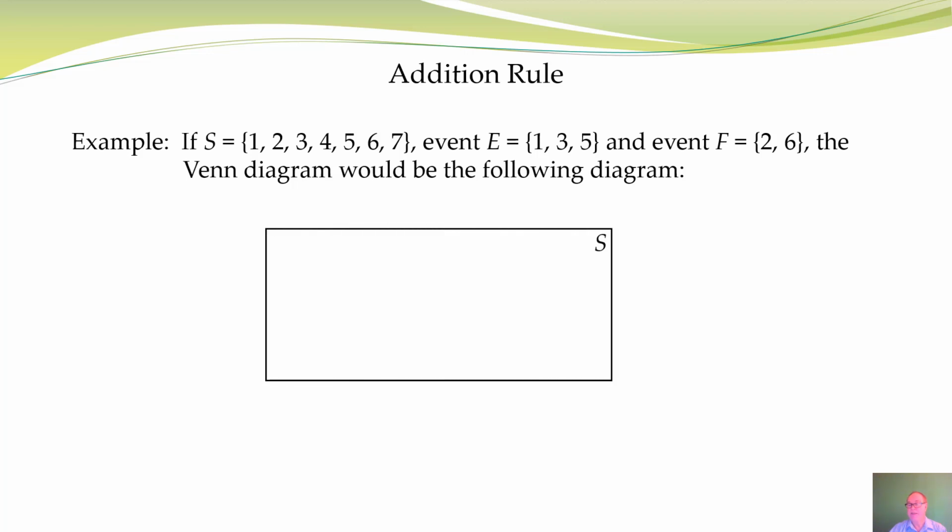The rectangle would be the sample space. We draw a circle for event E, draw a circle for event F. They would not touch because they have nothing in common. Now you would put the outcomes in event E, 1, 3, 5, and put the outcomes in event F, 2, 6. Now we look: are there any outcomes in the sample space we did not put in E and F? If there are, then we put them out in the sample space. So in this case, 4, 7. So this would be the Venn diagram for this example.